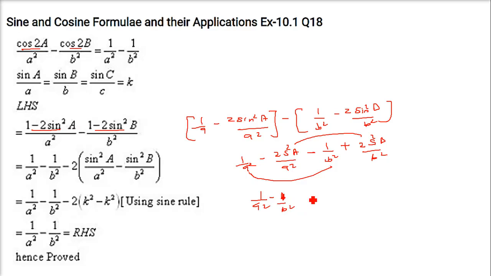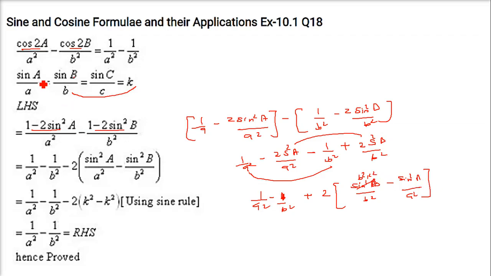And here you can take it as plus 2 sine square a by a square, and sine square b by b square, and here you get minus sine square a by a square, right? Now if you see this, sine square b is what? b into k. So let us write this bk here. So it will be b square k square.